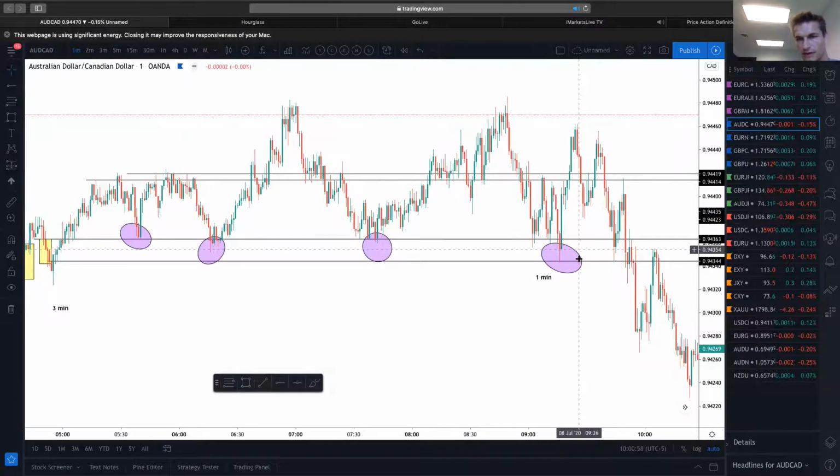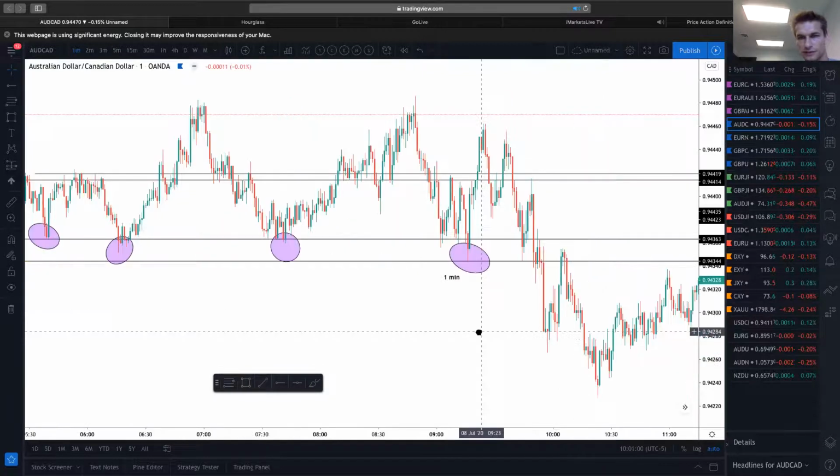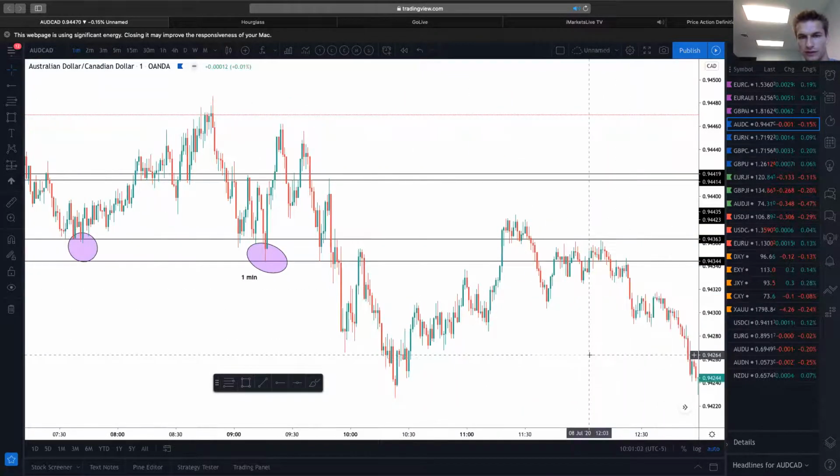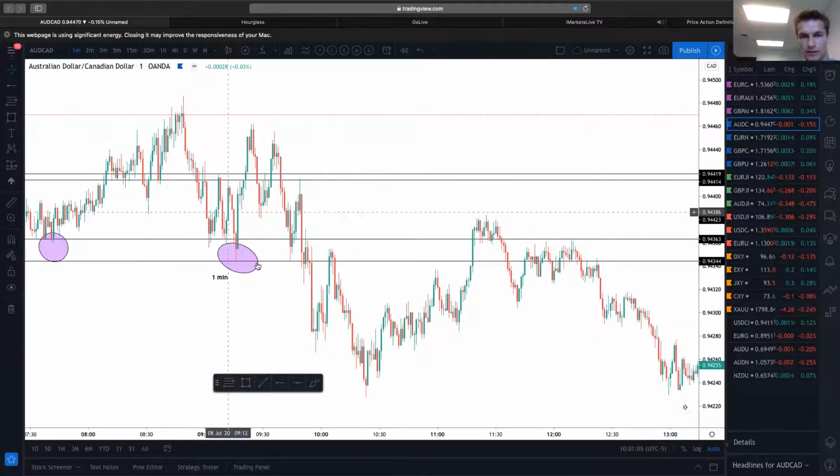But look at that insane rejection. That's amazing. That would have been a phenomenal trade. I mean, it barely just wicked it. I think the only reason I drew that up is because it played out so nicely.